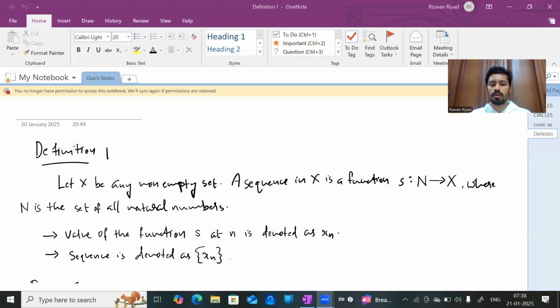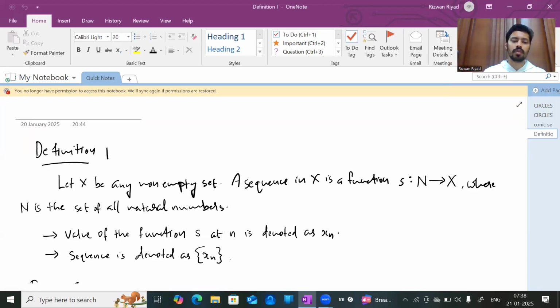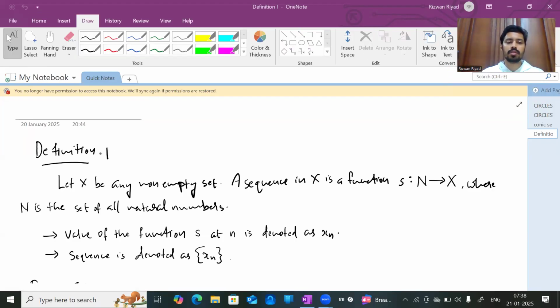Here we have a discussion about sequences and their convergence. First, let's see the definition of sequence. You can see the definition of sequence here, definition number 1.